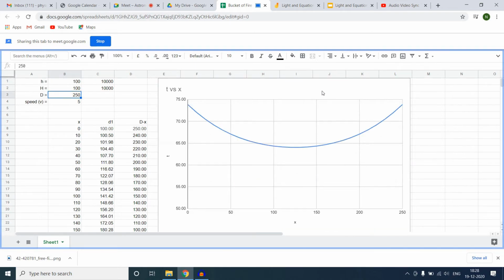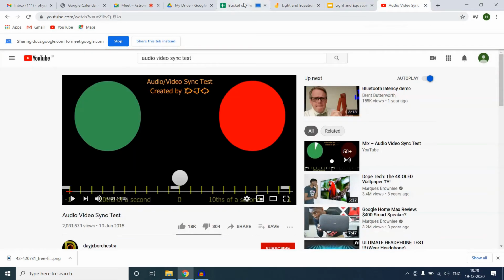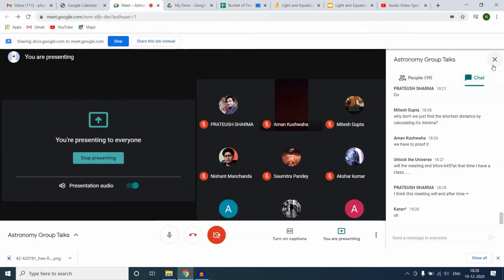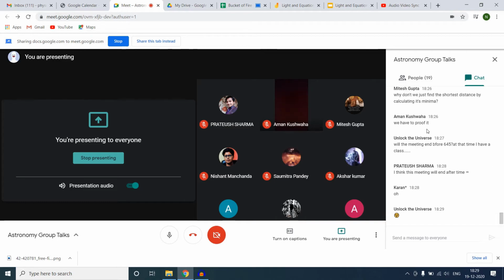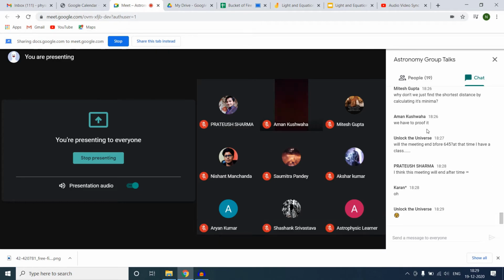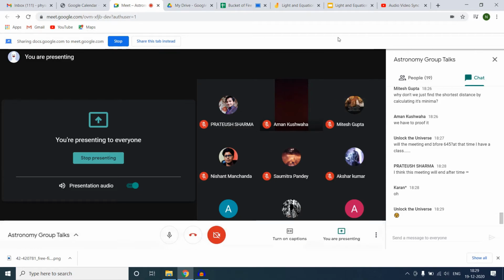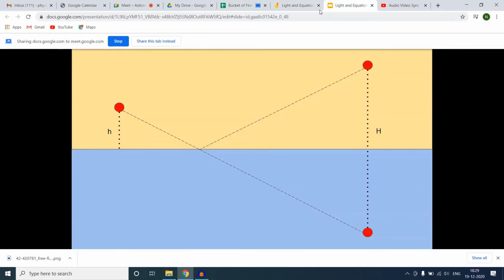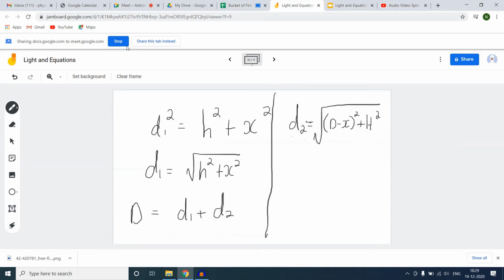Now, who was it, Sashank or Aryan? One of you said you use reflection of light, right? Mitesh is asking, why don't we just find the shortest distance by calculating its minima? But that's exactly what we are doing here. By drawing the graph, we are looking at the minima. The minima point is where the slope of the graph becomes 0, right? So if you differentiate this particular equation over here, wait.